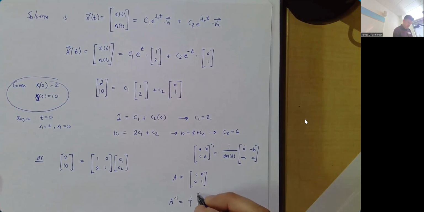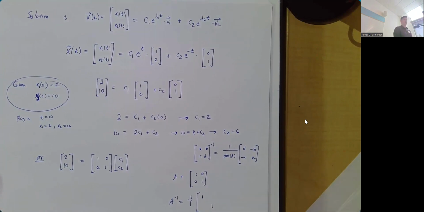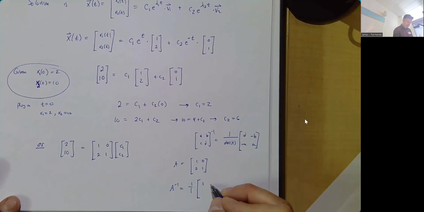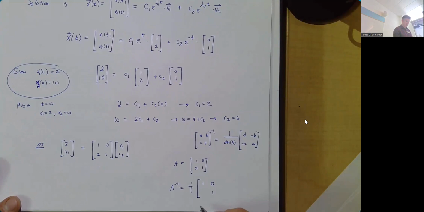And then I'm switching the off diagonals, which are 1 and 1. Or sorry, the diagonals, apologies. I'm switching the diagonals. 1 and 1 switch and become 1 and 1. And the off diagonals, I change the signs. Negative 0 is still 0. Negative 2.